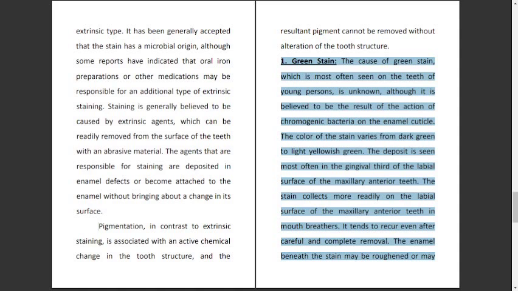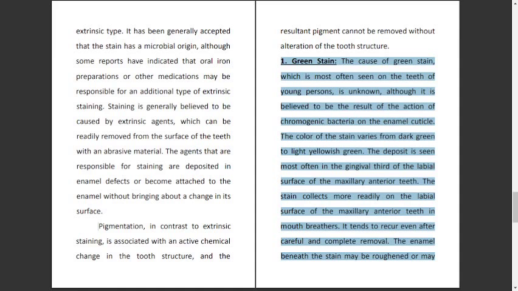1. Green stain. The cause of green stain, which is most often seen on the teeth of young persons, is unknown, although it is believed to be the result of the action of chromogenic bacteria on the enamel cuticle. The color of the stain varies from dark green to light yellowish green. The deposit is seen most often in the gingival third of the labial surface of the maxillary anterior teeth. The stain collects more readily on the labial surface of the maxillary anterior teeth in mouth breathers.